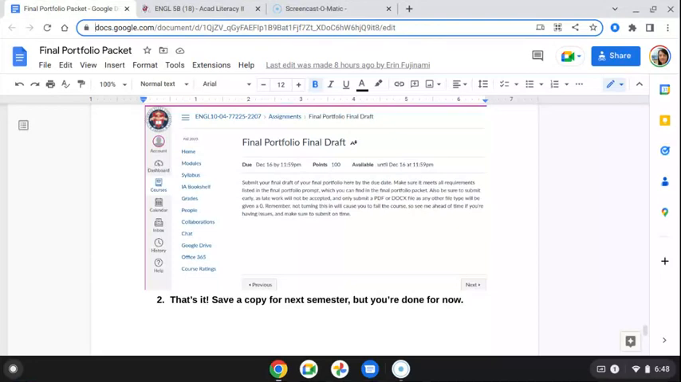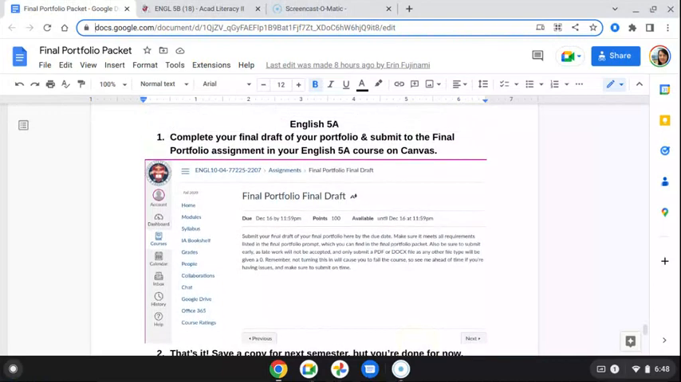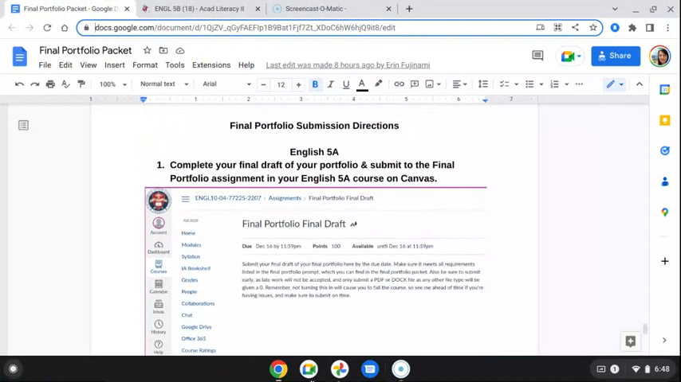So remember, the syllabus has a schedule of classes. If you scroll all the way down to the bottom, you can see when different things are due, including your final portfolio. And that's it if you're in 5A. So you just need to save a copy of this for next semester, but you're done for now. You only have to turn it in on Canvas.